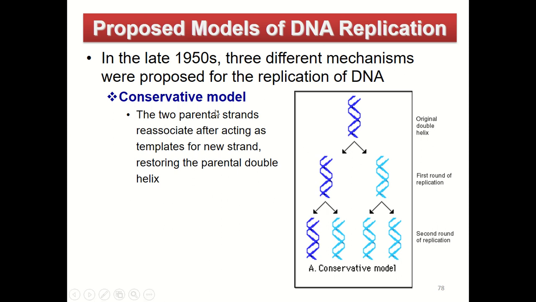So the conservative model of DNA replication shows that the 2 parental strands here, the dark blue color here, will reassociate after acting as a template for new strands. Okay, after they split apart, they will reassociate again and restore the parental double helix, as you can see over here. The original double helix will reassociate again after becoming template and forming the original double helix here.